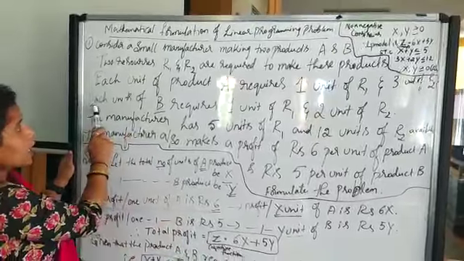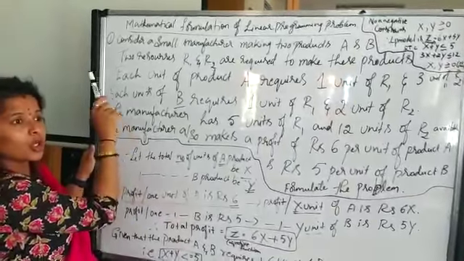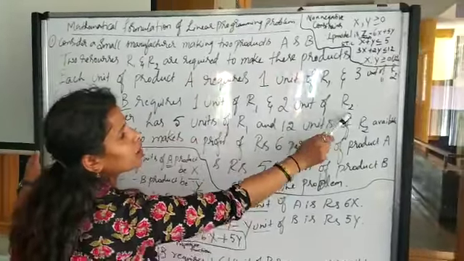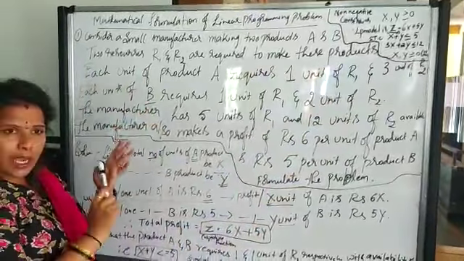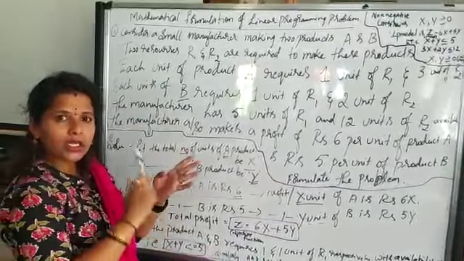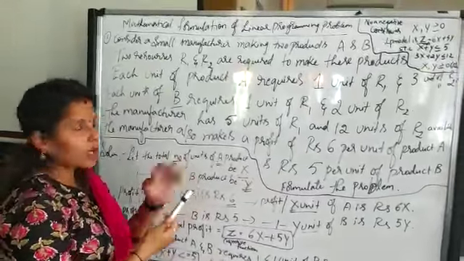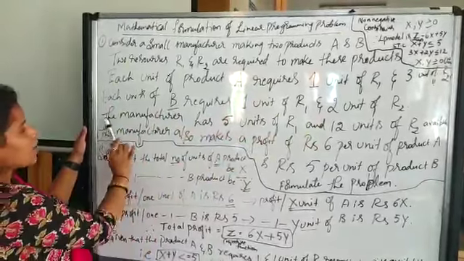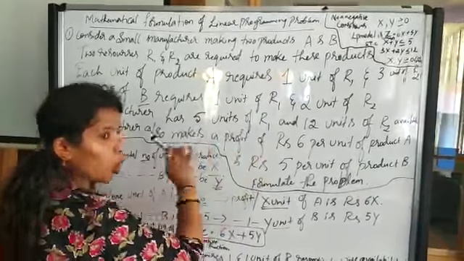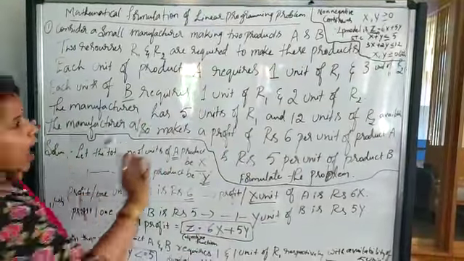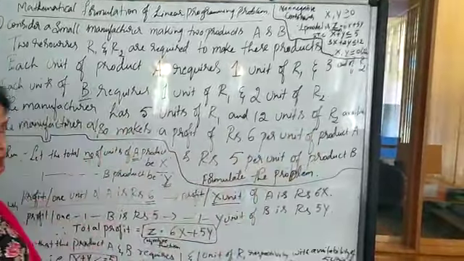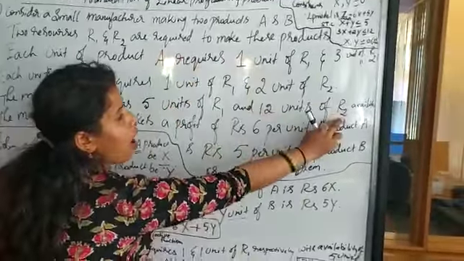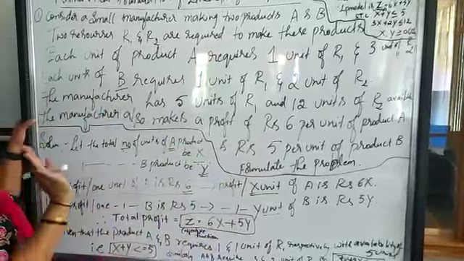Now, to produce product B, each unit of B requires 1 unit of R1 and 2 units of R2. So we have two products A and B, and the resources required are R1 and R2. How much is required to prepare A and B has been given. It's clear, right? The manufacturer has a total of 5 units of R1 and 12 units of R2 available.